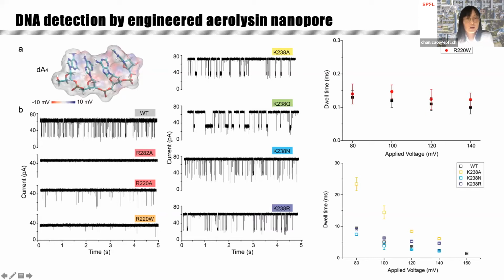And for all of the mutations in the bottom region, we get very good signal. For some of them, the dwell time is even longer than wild type, because longer dwell time means you can estimate the current level much more precisely. So it's always a good feature in nanopore studies. If we look at dwell time versus applied voltage, you see they decrease if you increase the voltage, which makes sense, it probably is translocation. If you give more force, it translocates much faster.